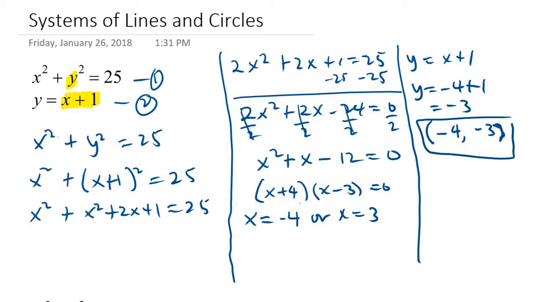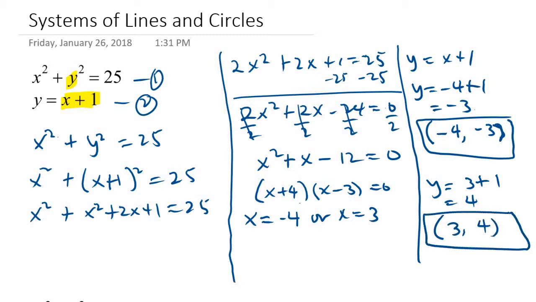We got the first coordinate. And then for the second coordinate, y equals 3 plus 1, which is 4. And so the second coordinate will be (3, 4). We find the two solutions, which represent where the line actually intersects the circle.